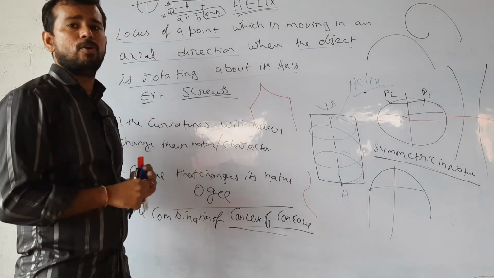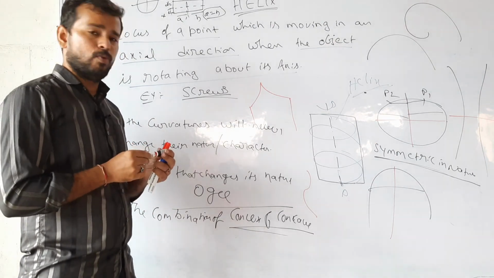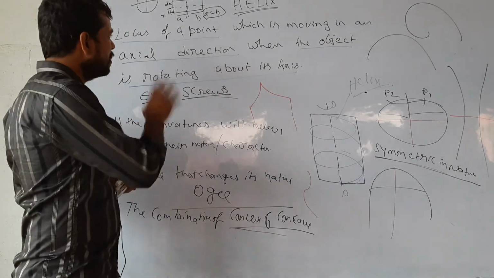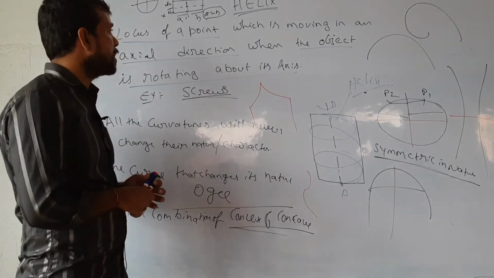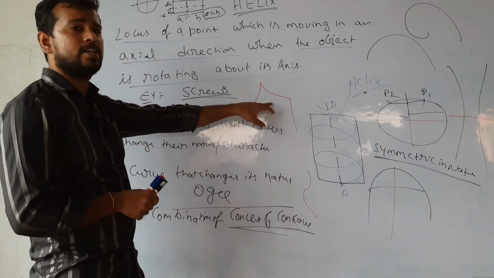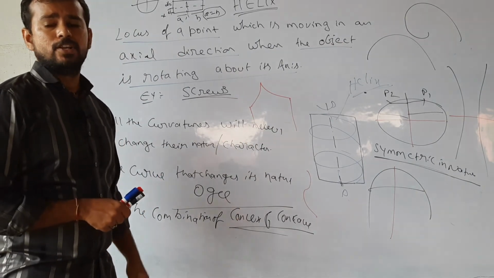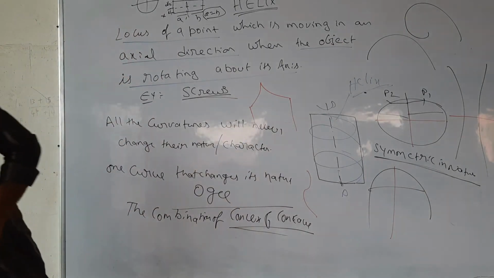So this is about curves. We come across conic sections, roulettes, spirals, helix, and the special nature ogee curvature. So you need to remember all these things.